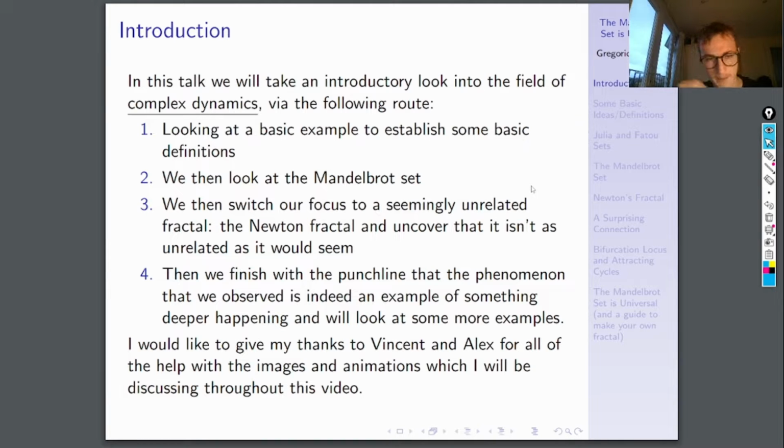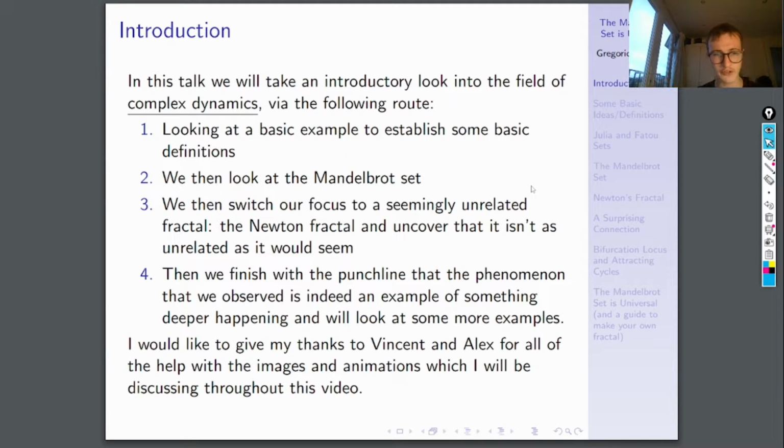Okay, what's the roadmap for this talk? Firstly, I'm going to establish the basic idea of what we're studying, and some basic definitions that I might use throughout the talk. Then we'll look at the Mandelbrot set, basically what the Mandelbrot set is.